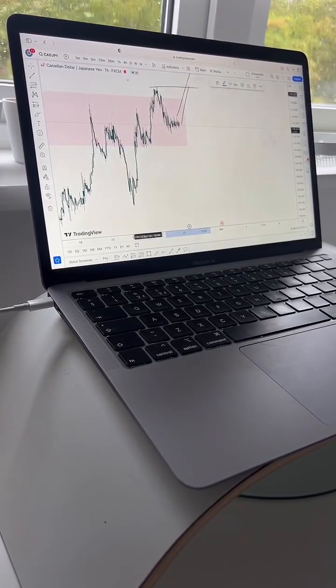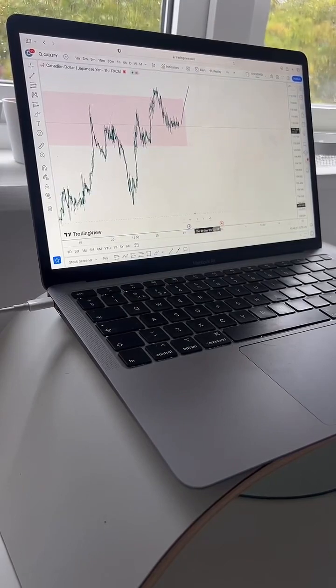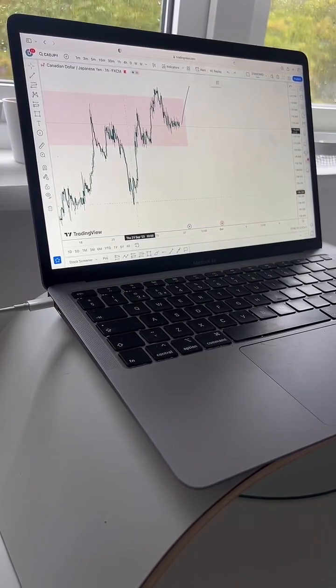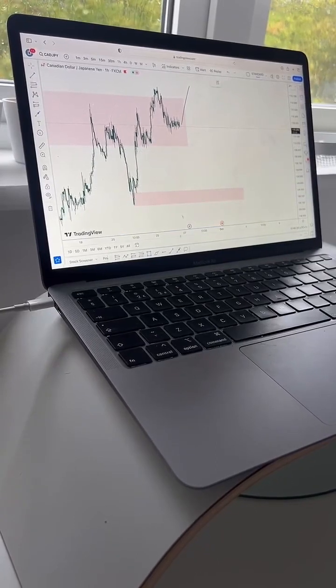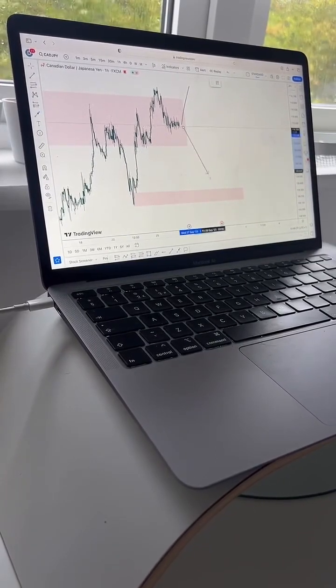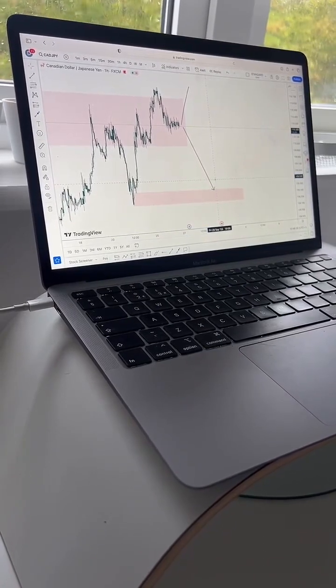Now normally I would believe the market needs to grab some liquidity from the downside before it can go higher up. So you should see CAD Japan coming down to here before it pushes up higher.